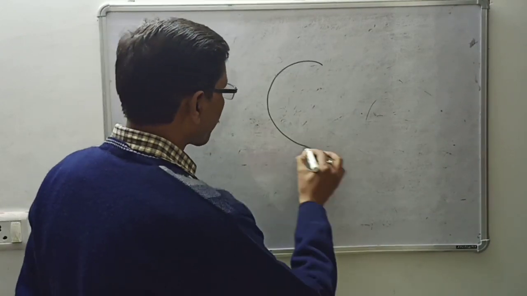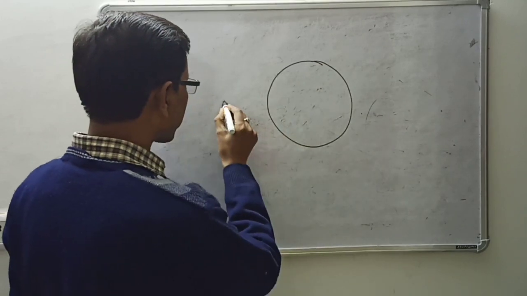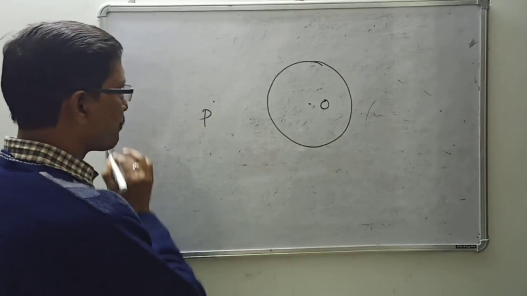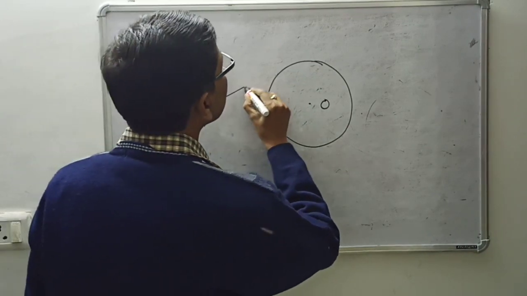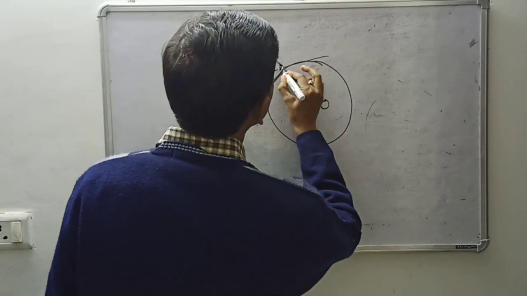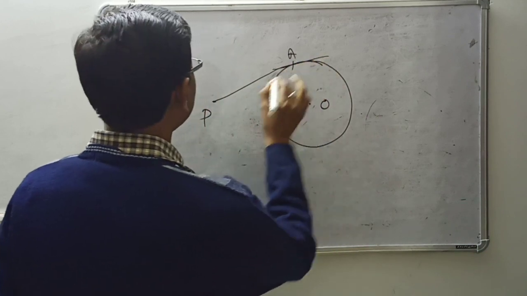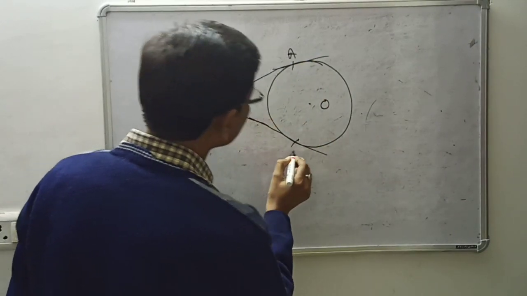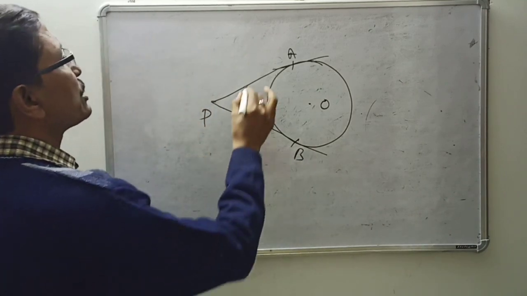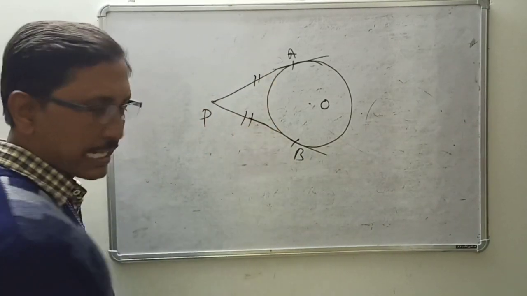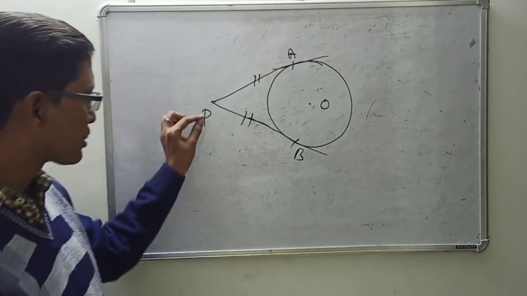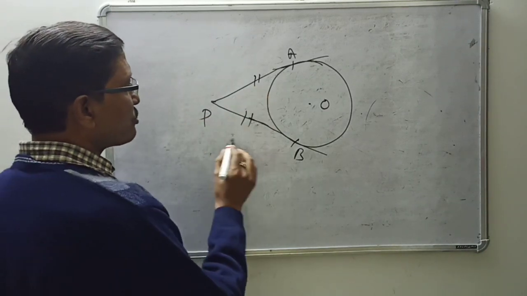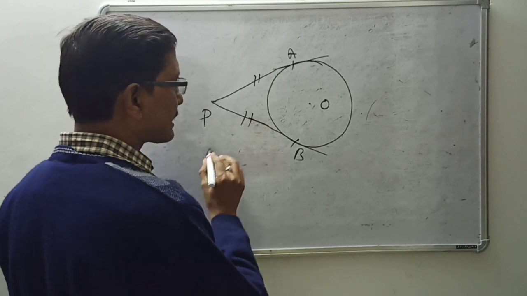Suppose for this circle with center O, from any external point P, two tangents are drawn, suppose PA and another tangent PB. First of all, these two tangents will be equal. The length of the tangents will be equal. That is the most important property. And these tangents will subtend equal angles at the center.